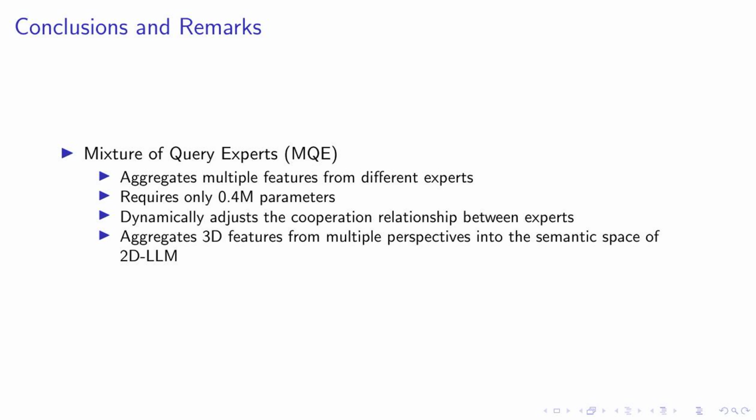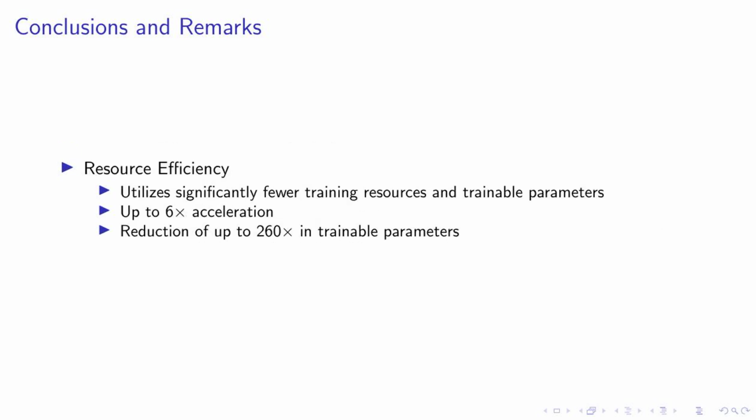In conclusion, one of the key takeaways from our research is the remarkable resource efficiency of our training process. We've managed to significantly reduce the amount of training resources and trainable parameters required. This has led to an acceleration of up to 6 times in our training process. Furthermore, we've achieved a reduction of up to 260 times in trainable parameters. This efficiency is not only beneficial in terms of time and resources, but it also opens up new possibilities for further research and development in the field of 3D language knowledge.